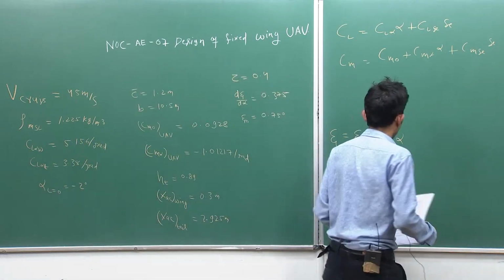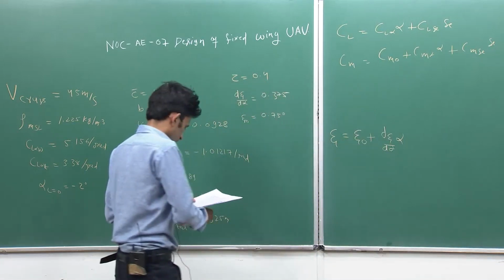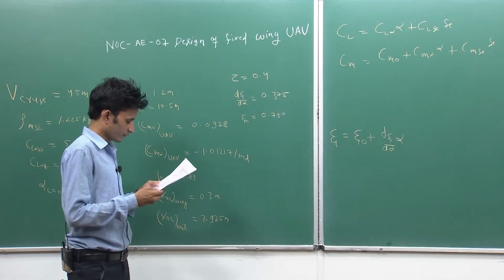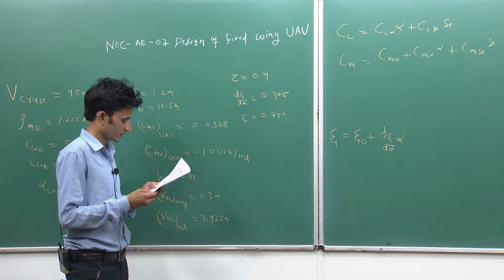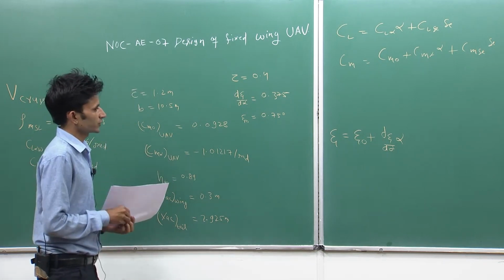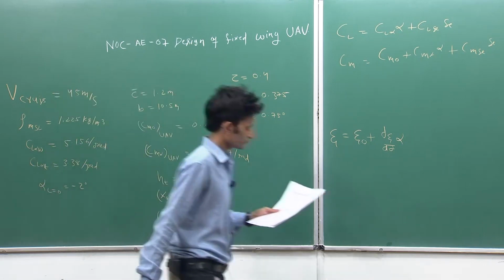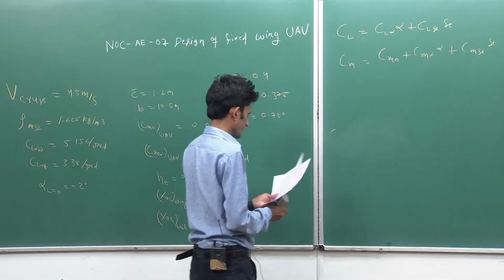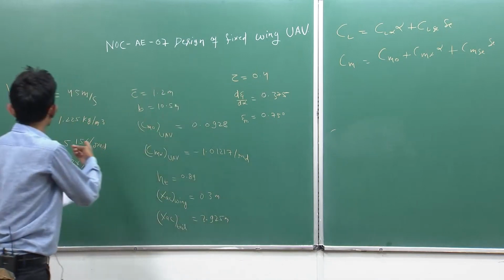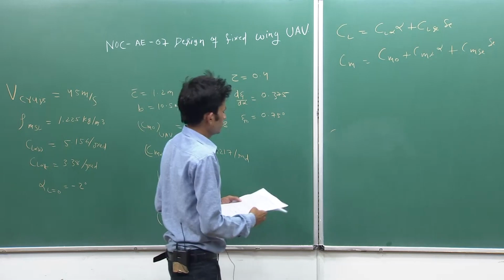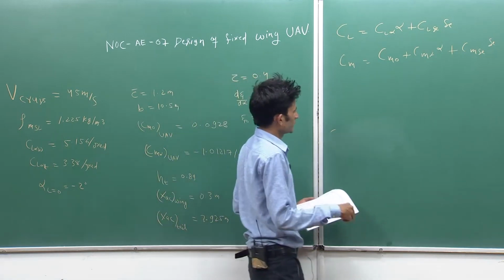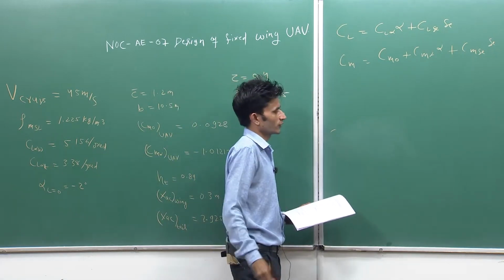So we will solve the first problem. The first problem is to find the location of neutral point of the above fixed wing UAV from the wing leading edge. So in the first question you have to find the neutral point. See, the information is given, using this information you can find. So first you have to think in which equation the neutral point will come.